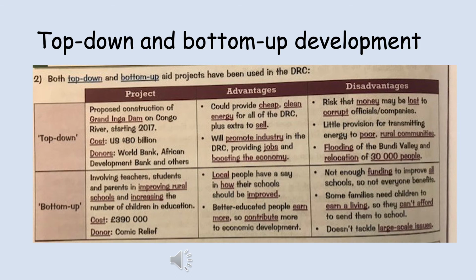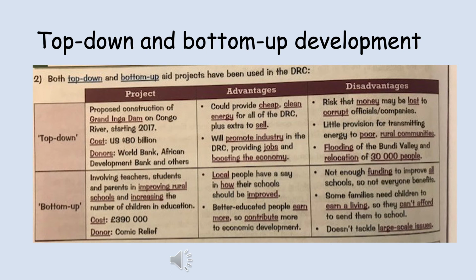Disadvantages, however, are there's a huge risk that some money may be lost due to corruption. Little provision has been made for transmitting energy to poor rural communities, and therefore the gap between rural locations in the DRC and urban areas could widen, and also the flooding of the Bundi Valley has meant that 30,000 people have been relocated.